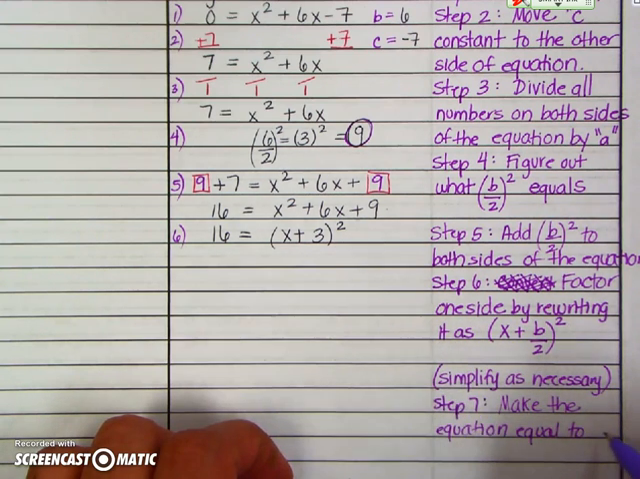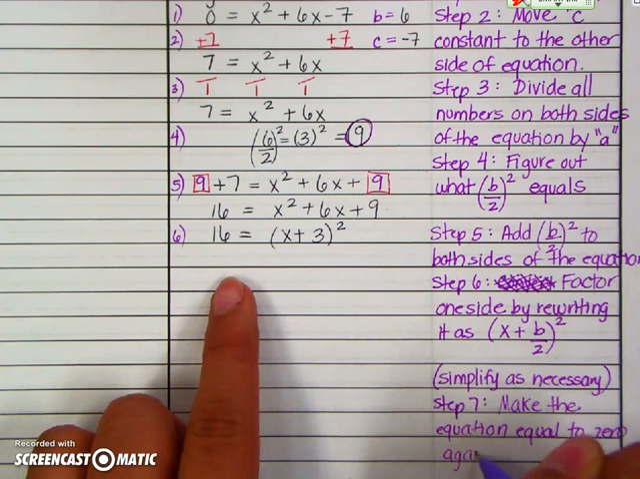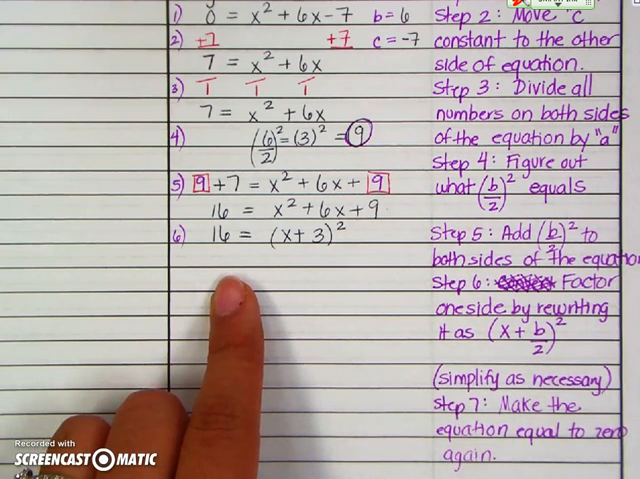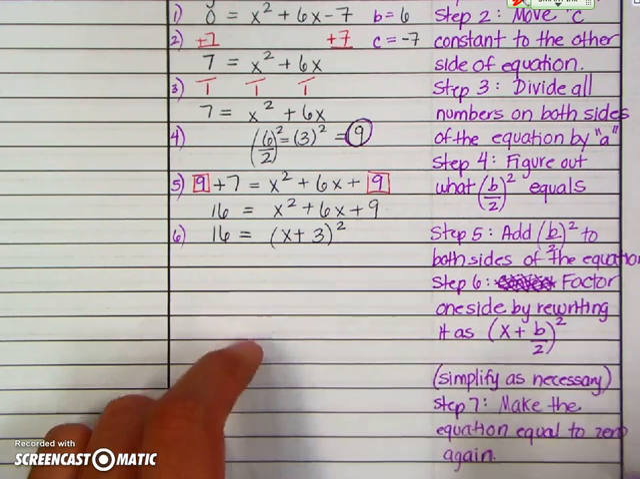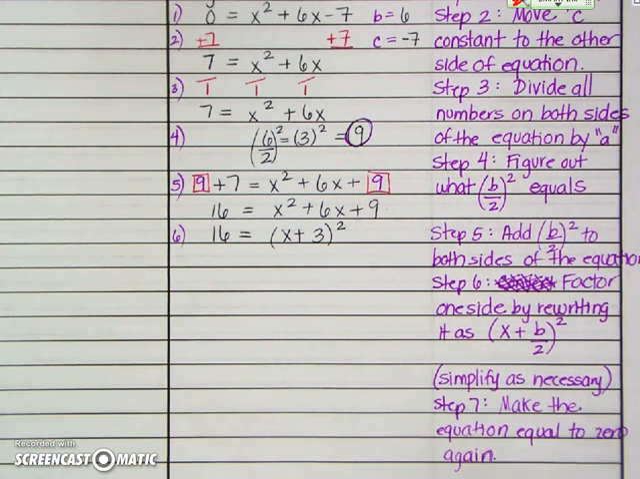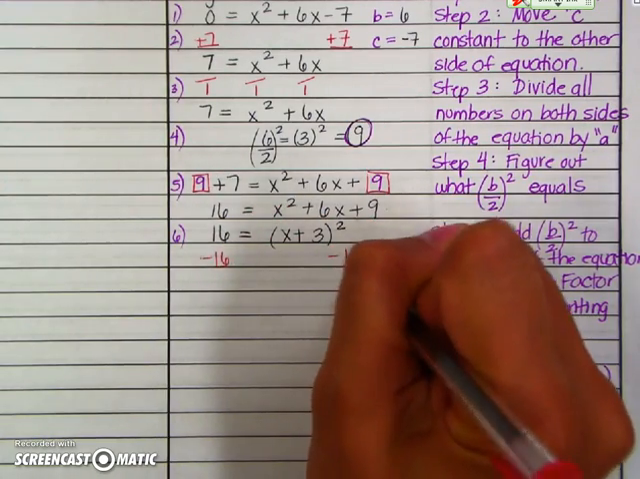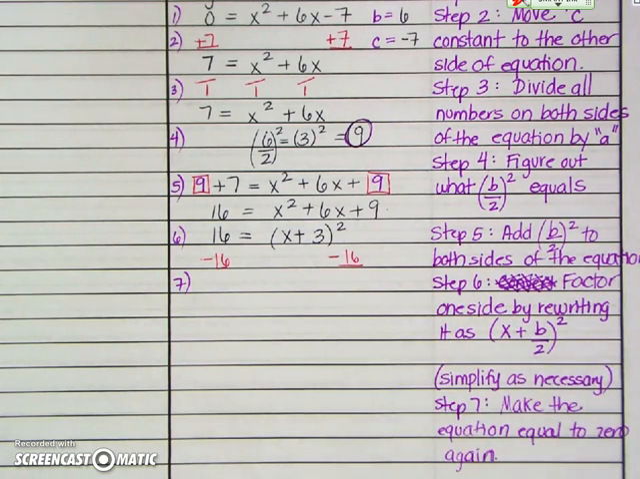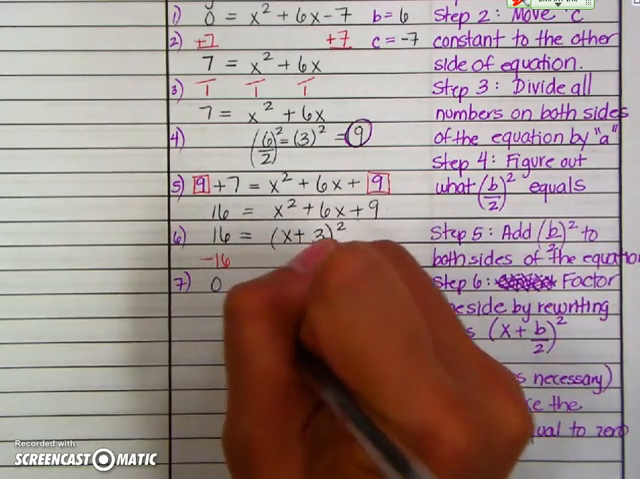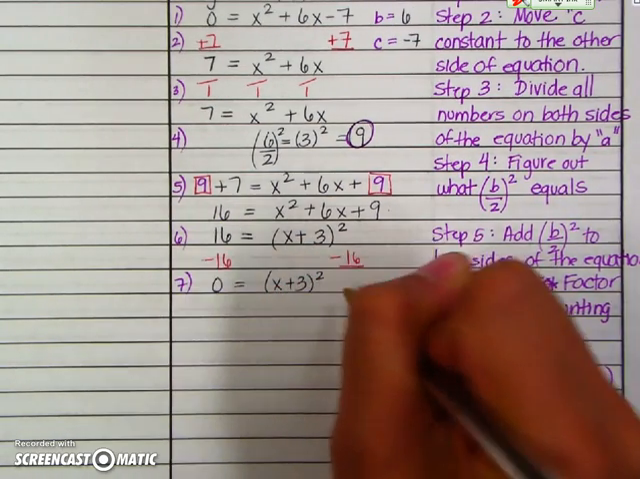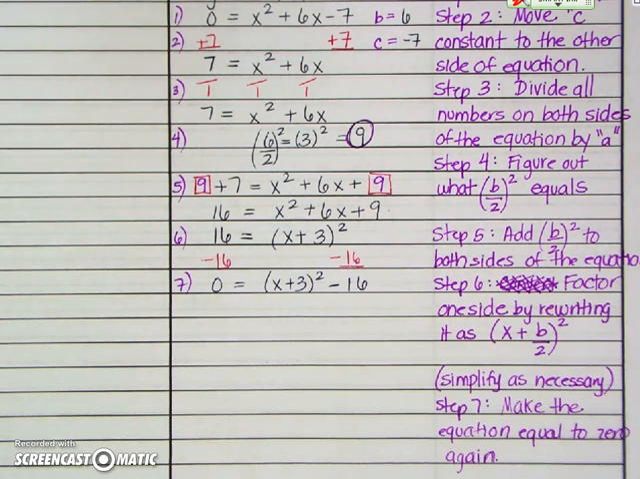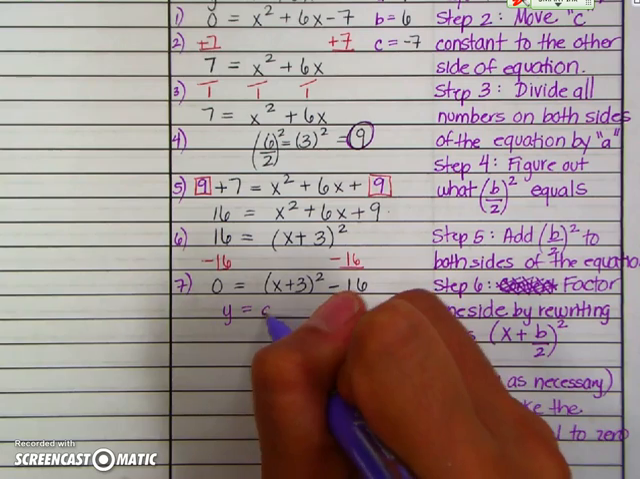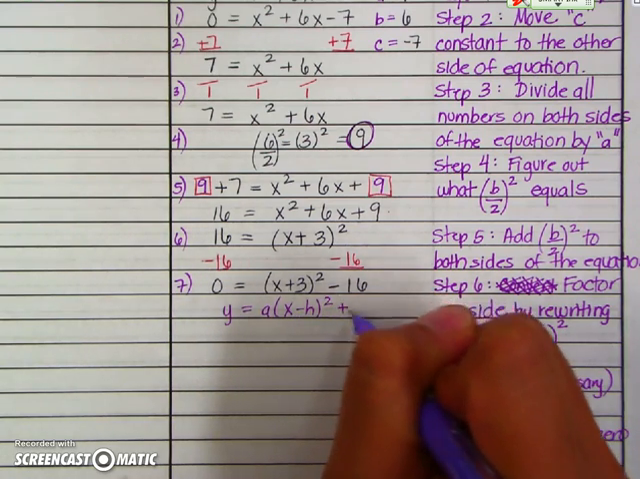So would you divide each side again? No. How would you get rid of the 16 on this side? Minus 16. Yeah, you're going to subtract 16 from both sides. So when you subtract 16 from both sides, you're left with 0. 16 minus 16 gives you 0, is equal to x plus 3 squared minus 16. Ta-da! Doesn't this look more like your vertex form?